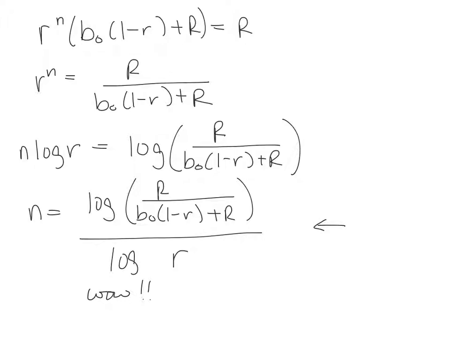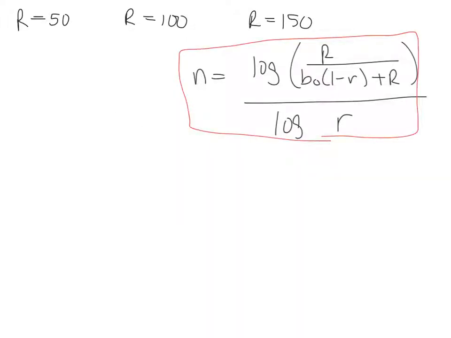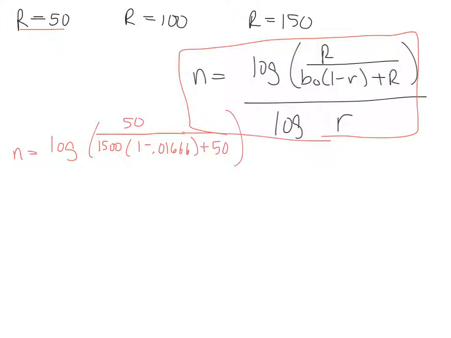If I go back and look at the problem, it says find the month when your balance is paid off. I need to analyze this for $50 per month, $100 per month, and $150 per month. So I'm going to get one more new slide. Alright, let's try this. So first I'm going to solve for r equals 50. Log, r is 50. I don't need to write r. Over 1,500 was our original amount, 1 minus the interest rate plus big R, over log of the interest rate.